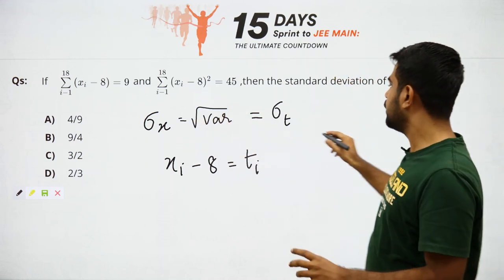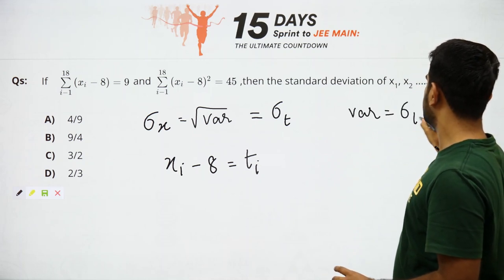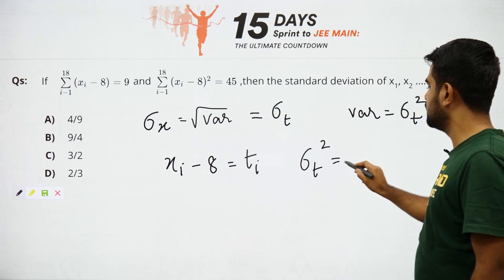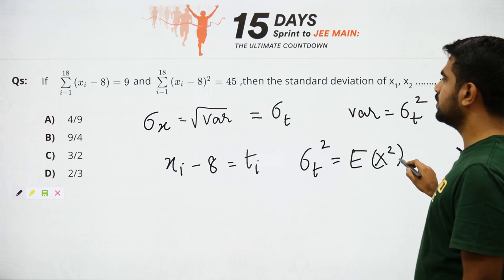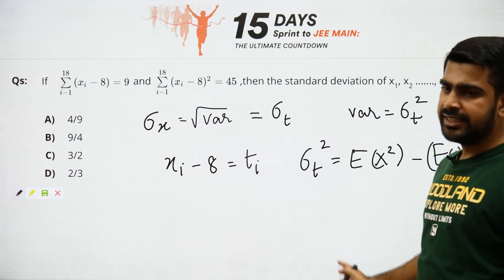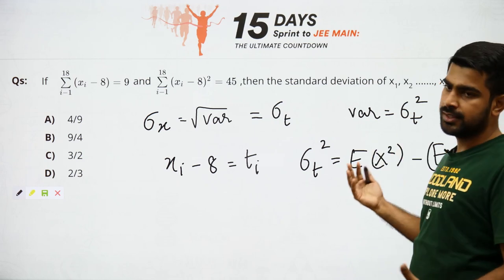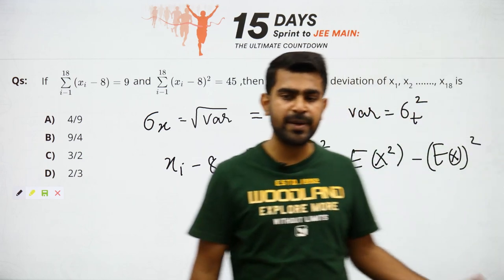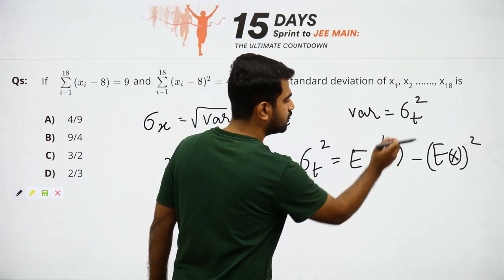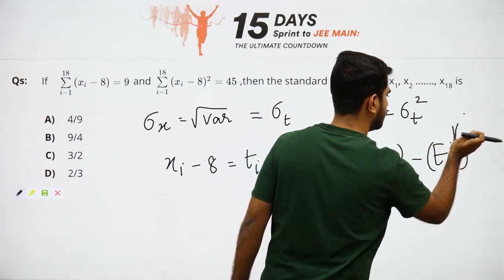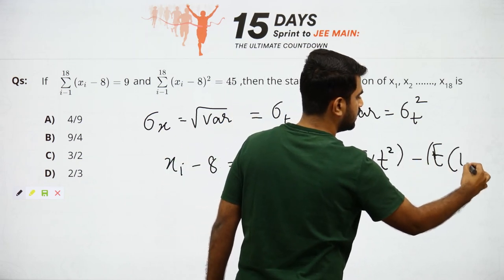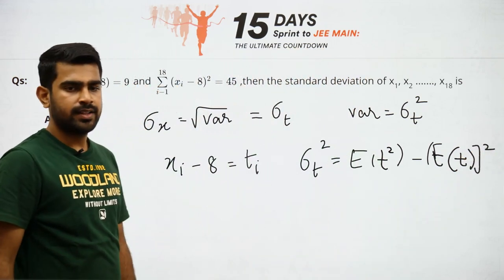So now, what is variance? Variance is equal to the square of standard deviation. And can I write variance as E of x square minus E of x the whole square? Do you guys know this? E of x square minus E of x the whole square. That is expectation of x square minus expectation of x the whole square. So let us try to do it. Since I am writing t here, it is not going to be x, rather it is going to be t. So it is going to be E of t square minus expectation of t the whole square. That is the formula.